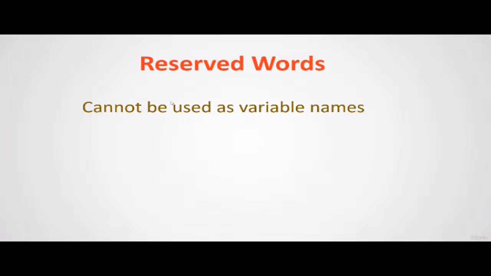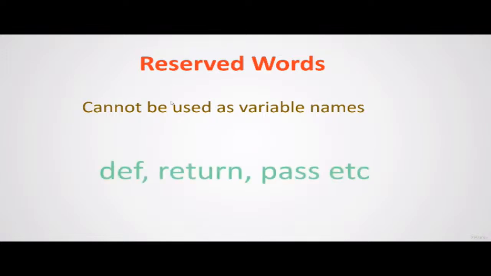Another very important rule is that there are some reserved words in Python. We cannot use these reserved words as the names of variables. These are some of the reserved words in Python: def, return, pass. There are many others, but you don't know about these reserved words as of now. Later on in this course, you will learn about them. For now, we cannot use these reserved words as variable names. Okay, so that's all we need to understand about variables.